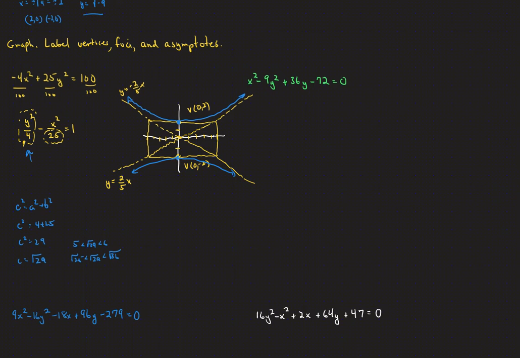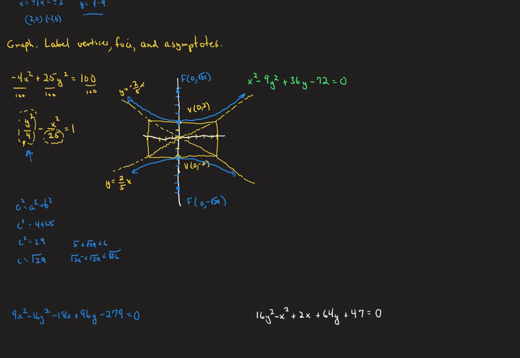So let's see, we're going to go 1, 2, 3, 4, 5, 6, in between 5 and 6, and that is going to be one of our foci. So that's going to be 0, comma, square root of 29. And we have in the other direction 1, 2, 3, 4, 5, 6. So in between 5 and 6 is going to be 0, negative square root of 29 is our other focus.